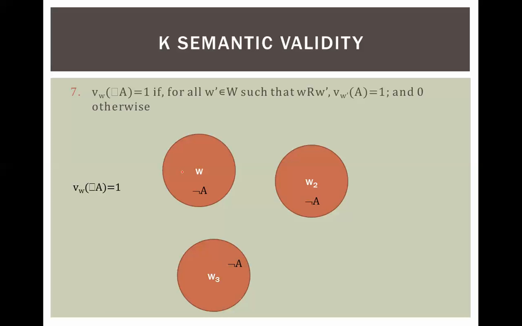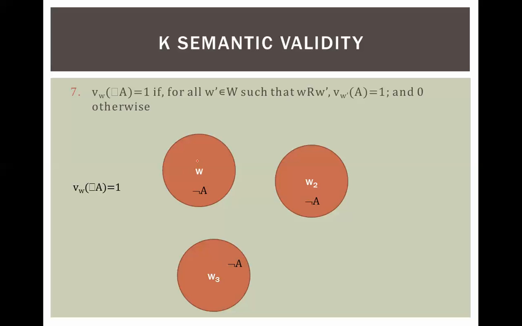Now here's an interesting situation. A is false at all worlds, right? But W does not access any world in this scenario. So look at the rule here. Necessarily A is true if for all worlds that W relates to, A is true. Since there are no worlds that W relates to, it is true that for all worlds that W relates to, A is true, since there are no worlds where it's false. So since it accesses no worlds, necessarily A is true.